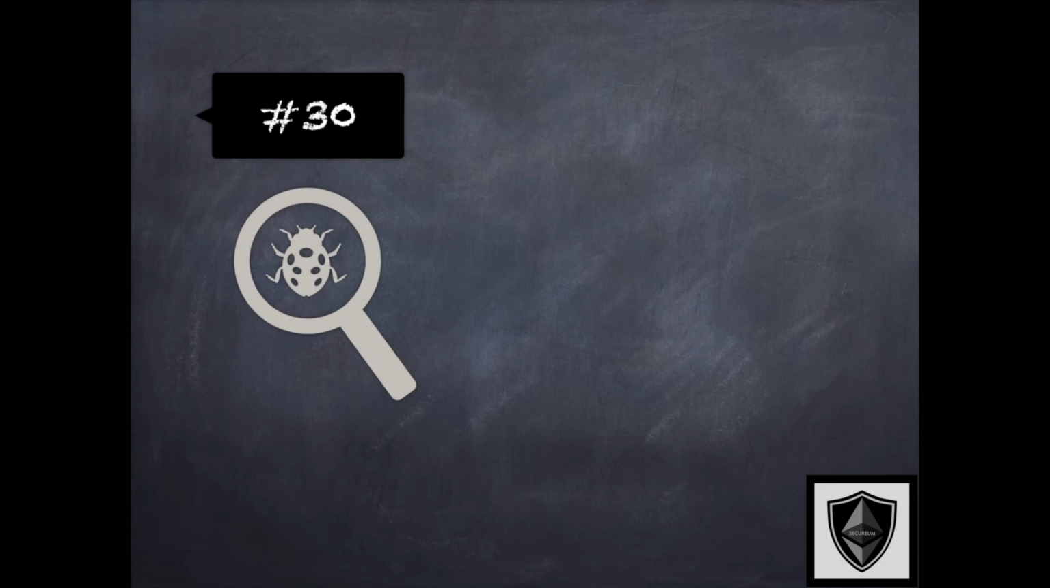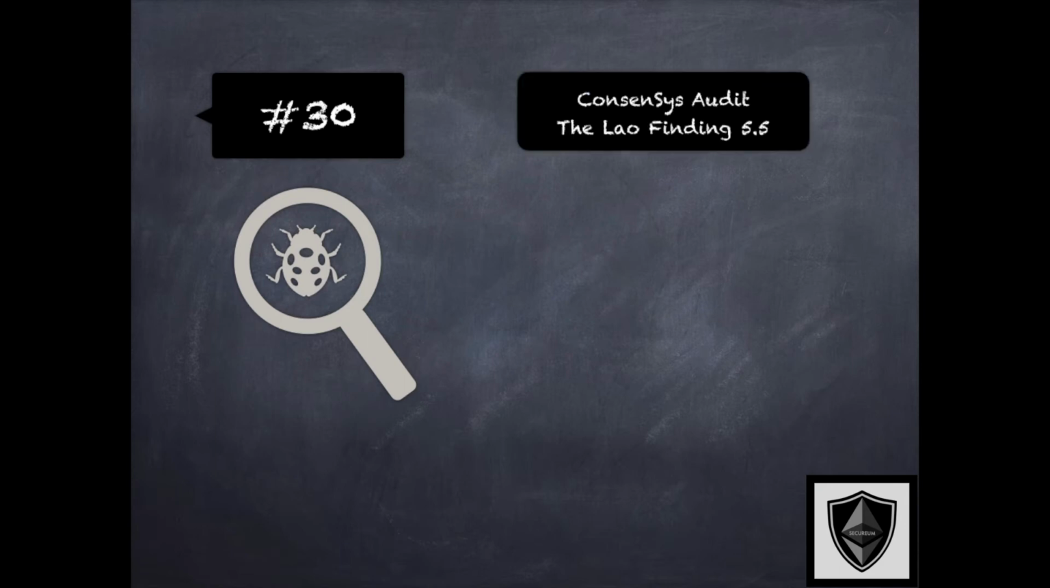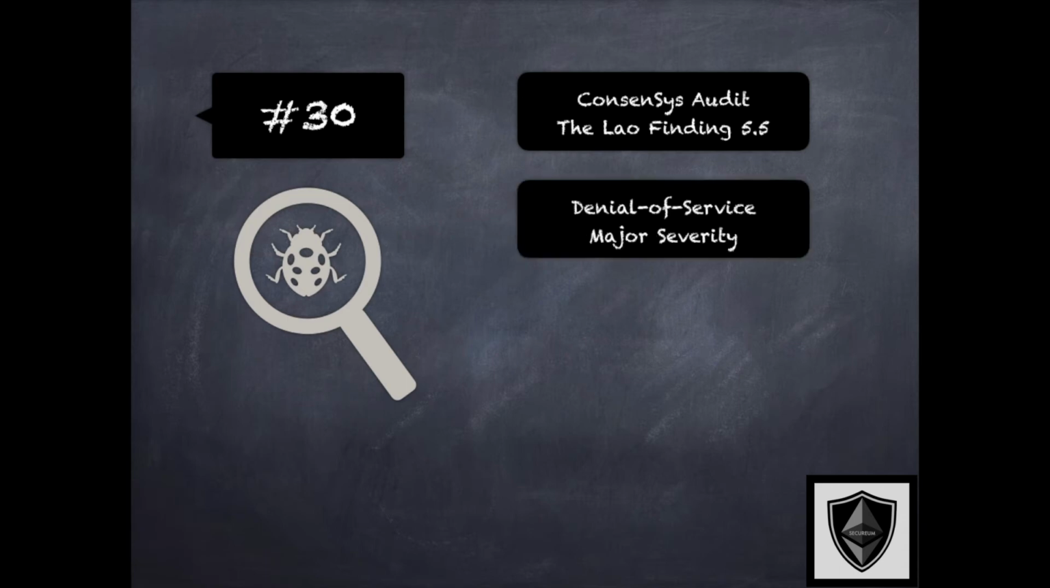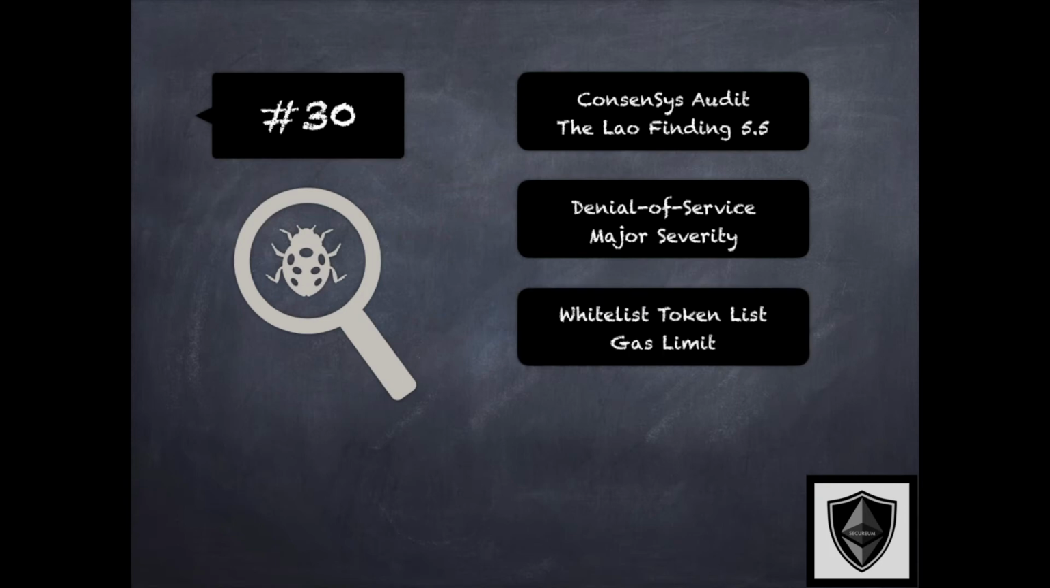Number 30 is another finding from Consensus Diligence Audit of the Lao Protocol, where it was another major severity finding, again related to denial of service. The issue was that while iterating over all whitelisted tokens, if the number of tokens was too large, a transaction could run out of gas and all funds would be blocked forever.